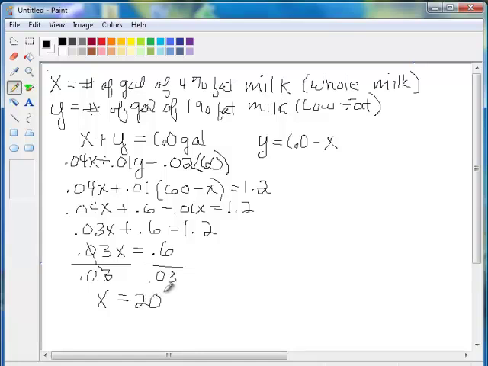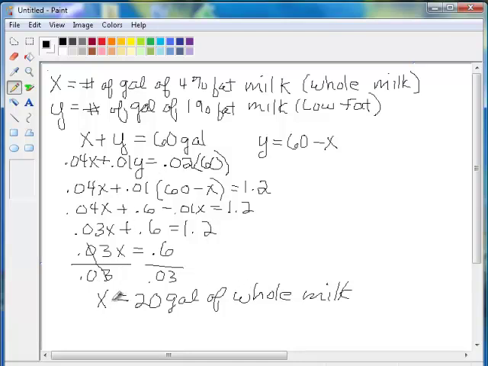Now we need to interpret our answer. What does x equal 20 mean? Well, x, we said up here, stands for the number of gallons of 4% fat milk or whole milk. Okay, so this is 20 gallons of whole milk. Now we need to find out how many gallons of the low-fat milk we want to mix here to get our 2% milk.